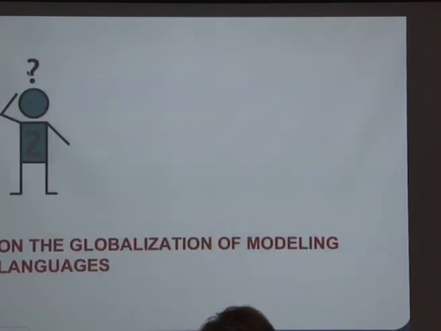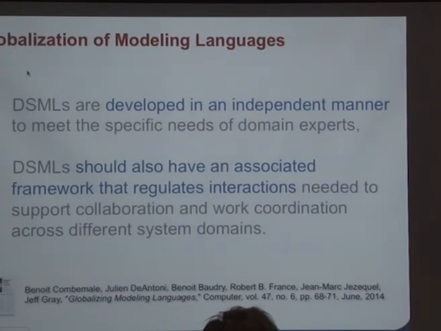So this is what we call the globalization of modeling languages, and the underlying challenge of the globalization of modeling languages is the following: the fact that domain-specific modeling languages are by definition defined independently of the other domains. That's exactly what we are teaching our students for defining domain-specific modeling languages, to really focus on a domain and forget the others in order to try to identify the right abstraction for this domain. But eventually, we cannot ignore the fact that those DSMLs have to interact with each other, and thus we need to provide an associated framework in order to regulate those interactions.